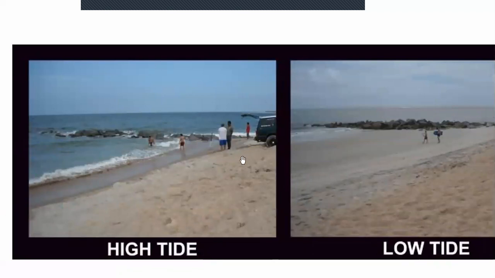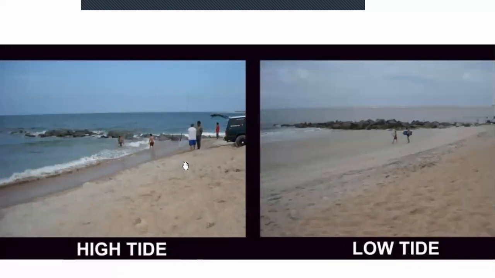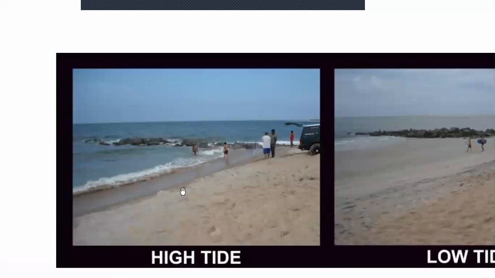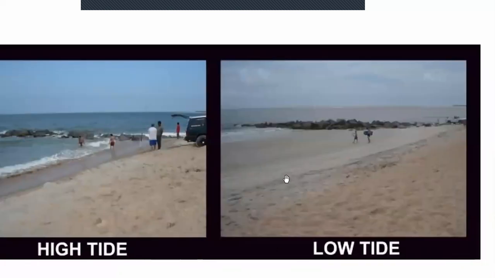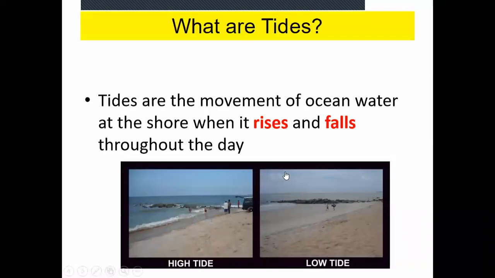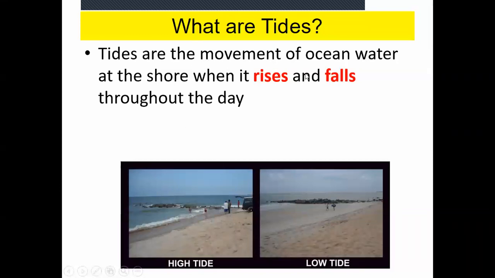So we have high tide and low tide. It's represented by, we can say, the sea level itself or the ocean water level, how high or low the ocean water is. So when it's high leveled, we call this a high tide, and if it's low leveled, it's what we call the low tide. So what are tides? Tides are the movement of ocean water at the shore when it rises and falls. Okay? Do you get this? Yeah.